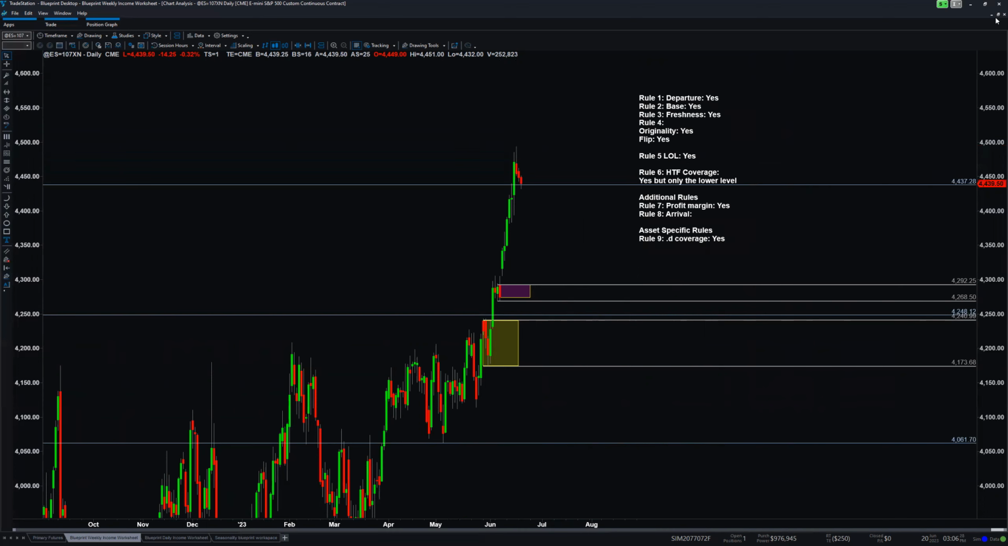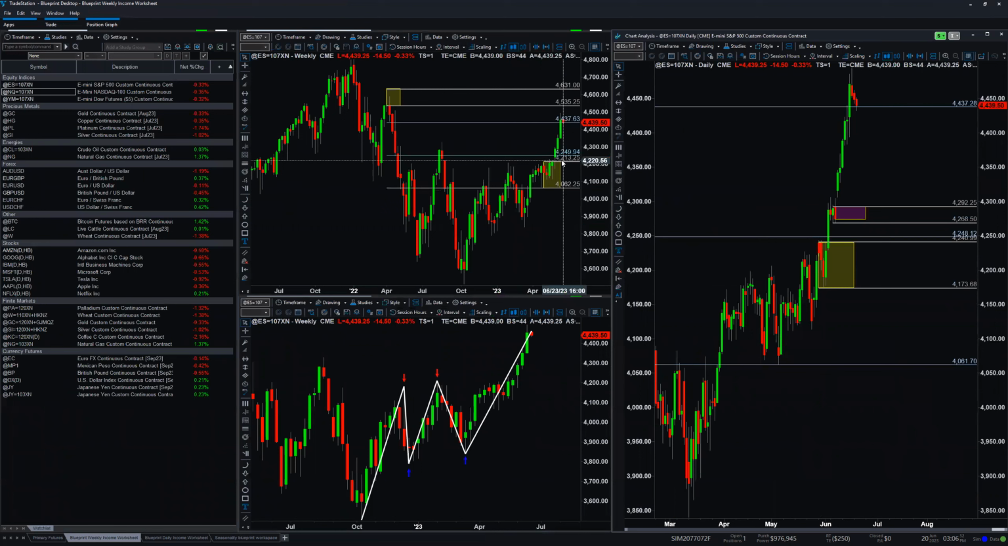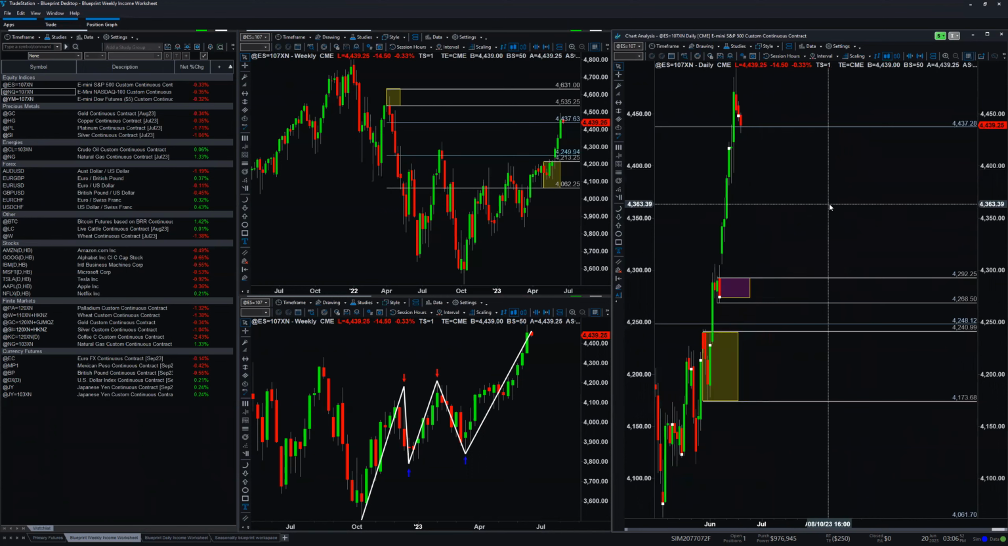Let's see. 4 to 13. 4 to 13. Right here, I would have perfect higher time frame coverage. Well, parts of it are within the higher time frame. So yes, I have higher time frame coverage, but again, only the level on top of level.